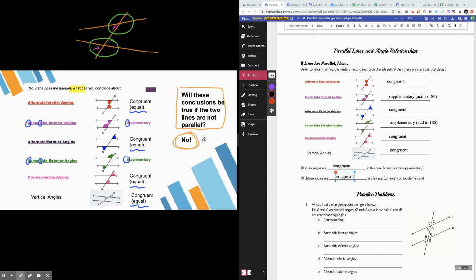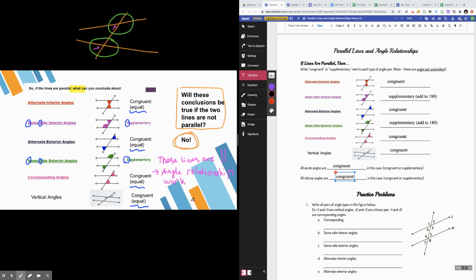But it does go both ways. A problem could start by saying these lines are parallel. They're going to give you two lines and say the lines are parallel. Then that means you know that all the angle relationships work, all of these angle relationships that you see on the screen: the same side interior, same side exterior, alternate interior, exterior, all that stuff.